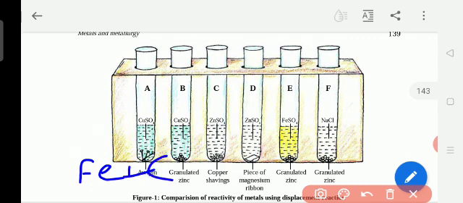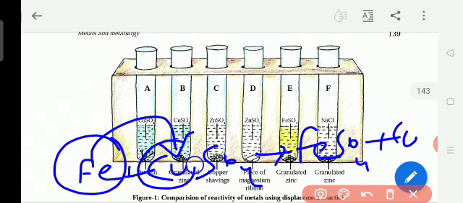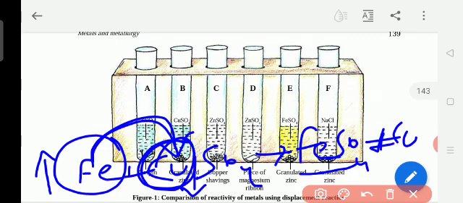Fe plus CuSO4 gives rise to FeSO4 plus Cu. That means iron is displacing the copper, because iron is more reactive and copper is less reactive. So through this displacement reaction, what we have to understand is that a more reactive metal will displace the less reactive metal. That means the more reactive metal will take the place of the less reactive metal. That is why the product is FeSO4 plus Cu.